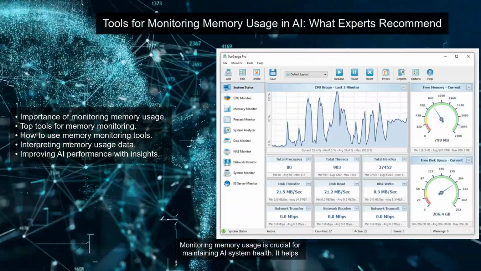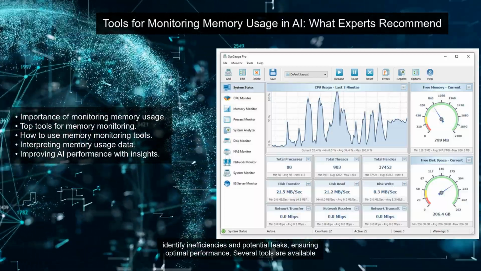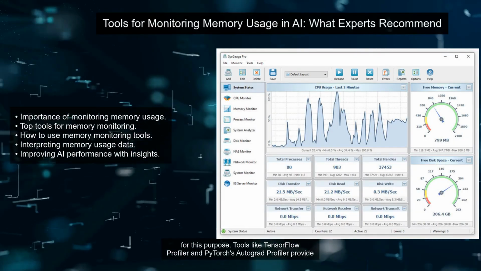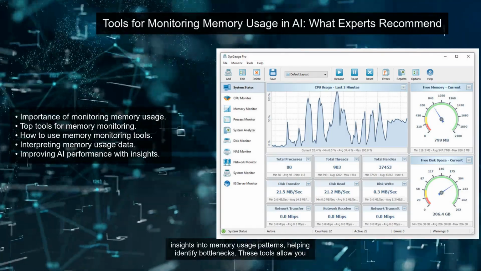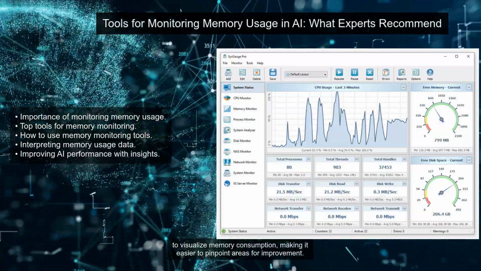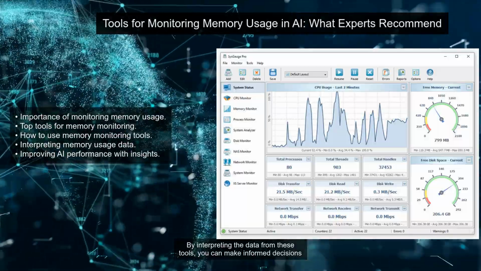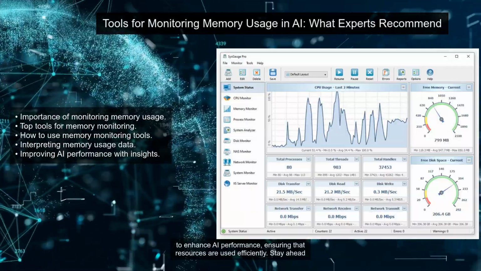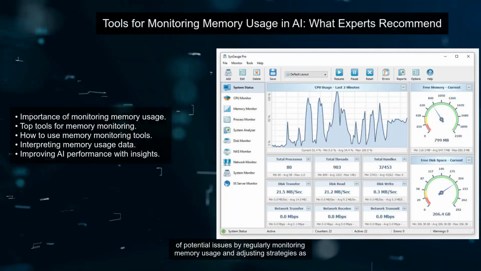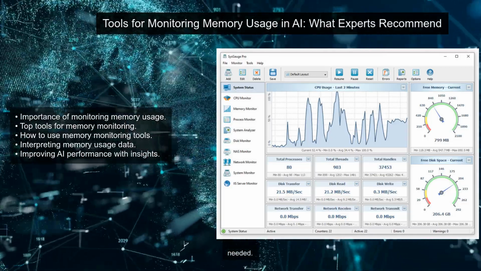Monitoring memory usage is crucial for maintaining AI system health. It helps identify inefficiencies and potential leaks, ensuring optimal performance. Several tools are available for this purpose. Tools like TensorFlow Profiler and PyTorch's Autograd Profiler provide insights into memory usage patterns, helping identify bottlenecks. These tools allow you to visualize memory consumption, making it easier to pinpoint areas for improvement. By interpreting the data from these tools, you can make informed decisions to enhance AI performance, ensuring that resources are used efficiently. Stay ahead of potential issues by regularly monitoring memory usage and adjusting strategies as needed.